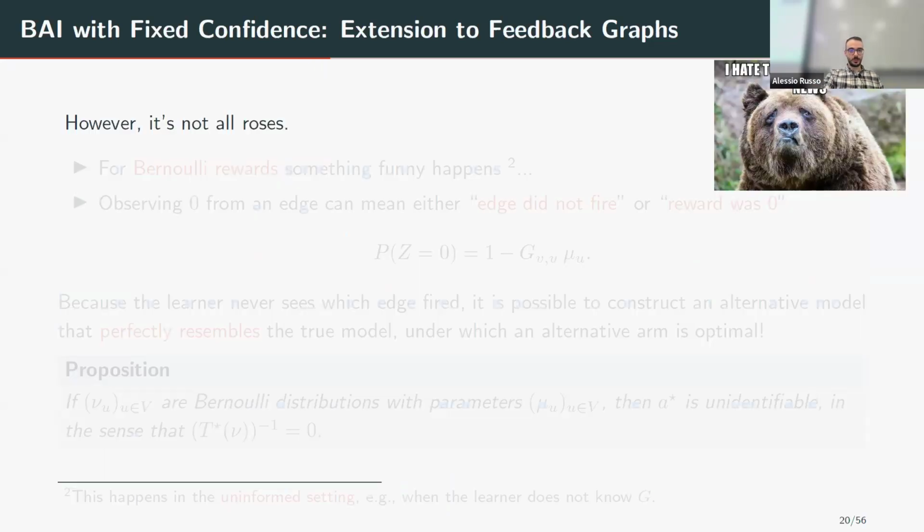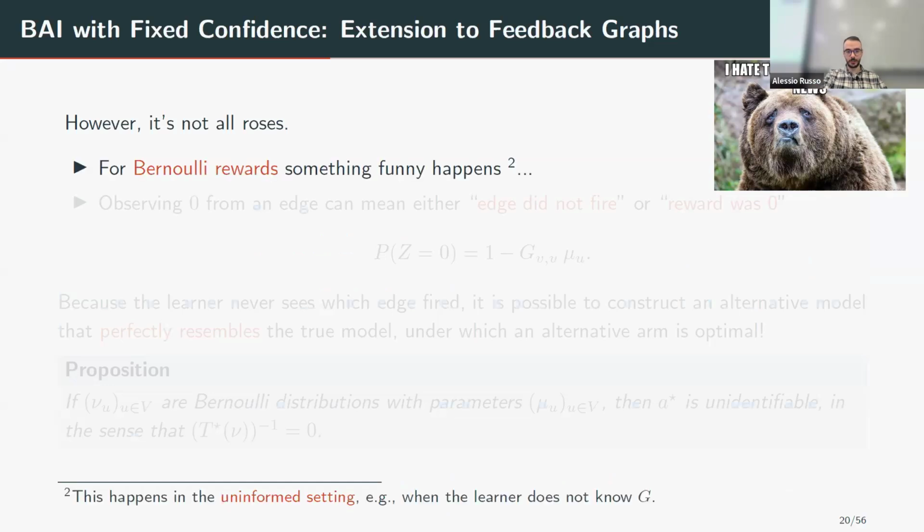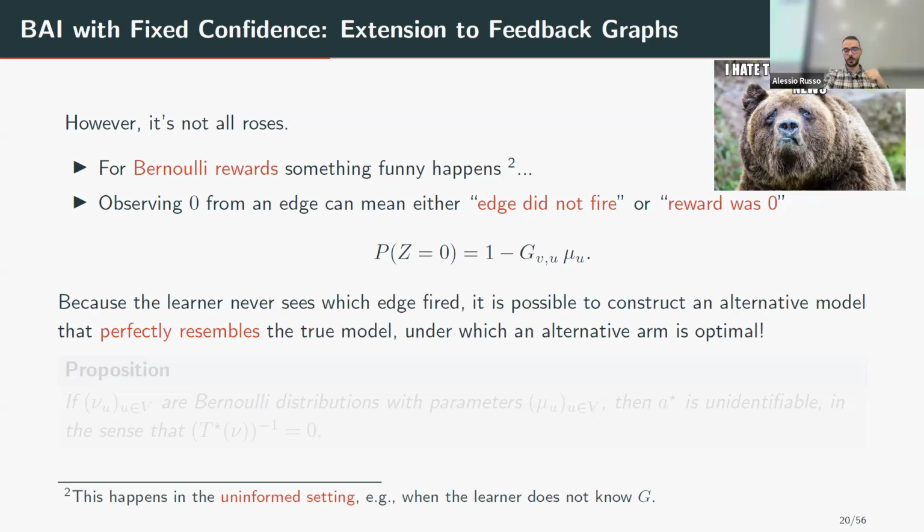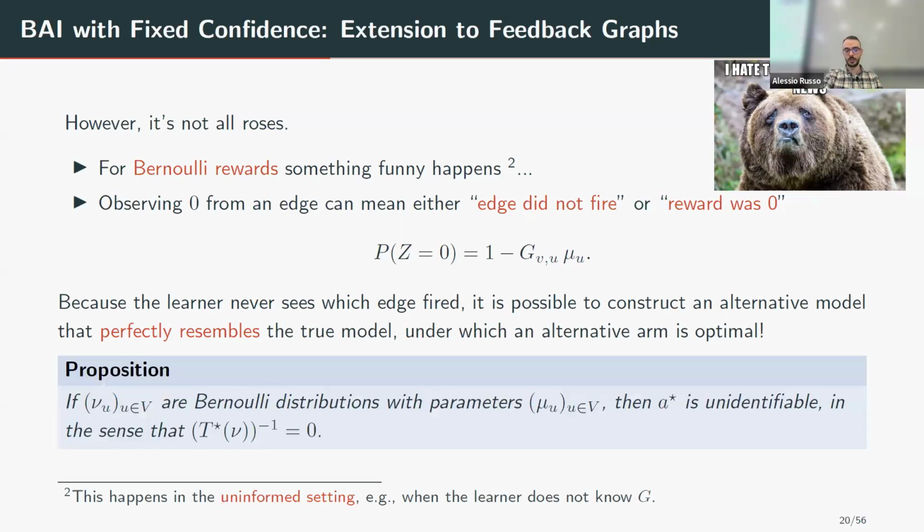But it's not all roses, because in the case where you don't know the graph activation probabilities and the rewards are Bernoulli, whenever you observe 0, you don't know if it's 0 because the reward was 0 or because maybe the edge did not activate. So in the case where the edges have probabilities and you don't know these probabilities, you can always come up with an alternative model that resembles the true model, and you can show that the characteristic time will diverge. So there are also some impossibility results in this case.